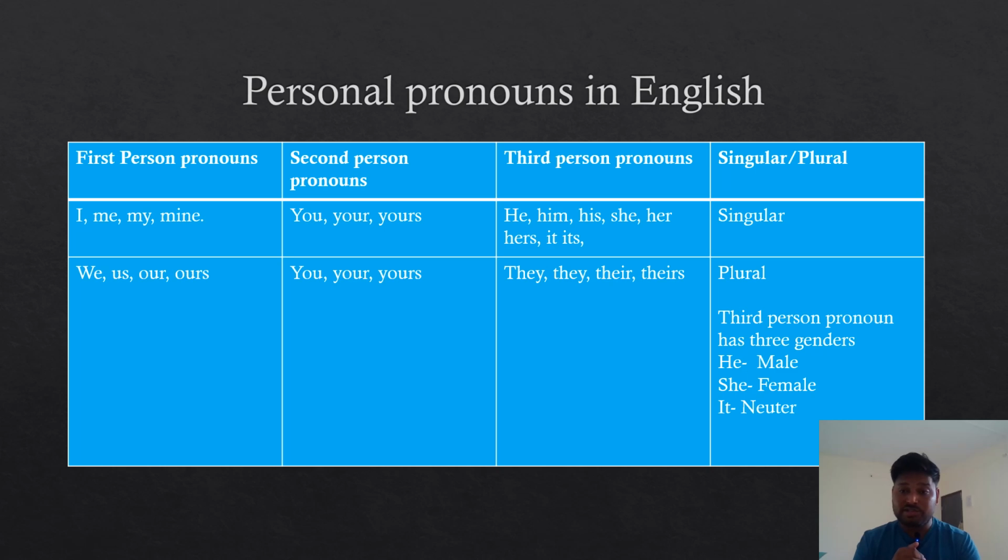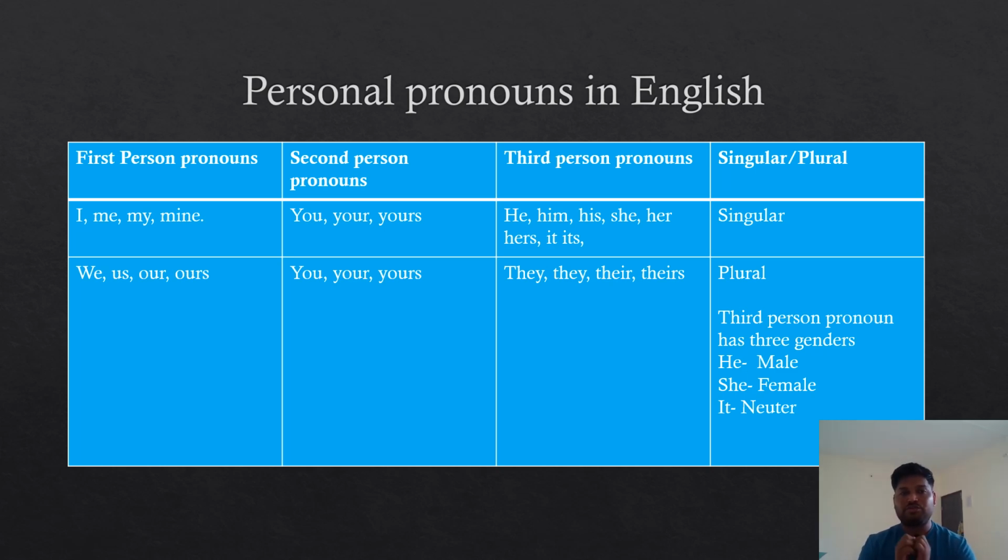So what are first person pronoun, second person, third person pronoun, and singular and plural? In order to understand and use pronouns very effectively in your communication, you need to use pronouns very properly. Many times it happens that people tend to use pronouns very wrongly. They misuse the pronoun, and it might have very difficult consequences to face.